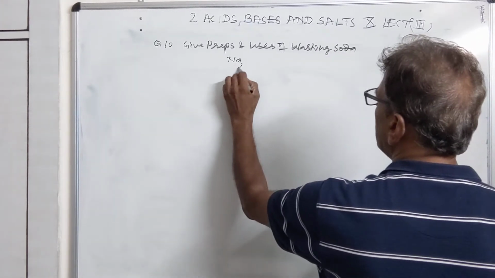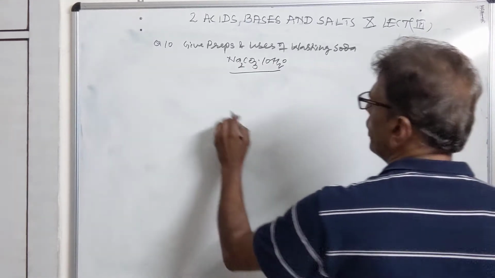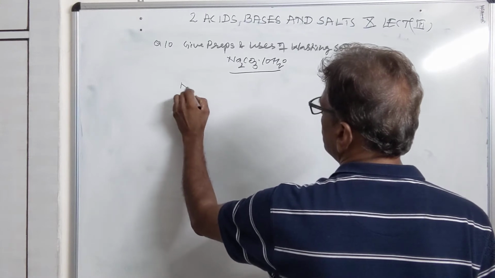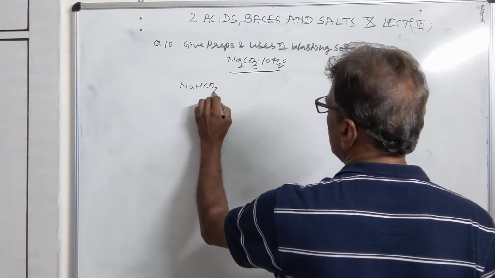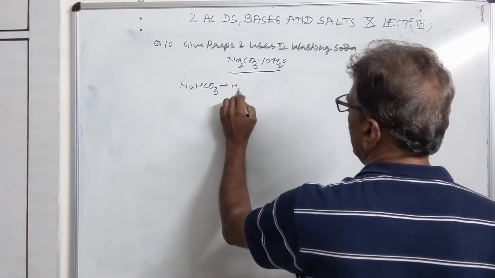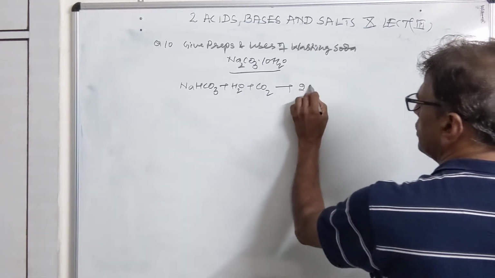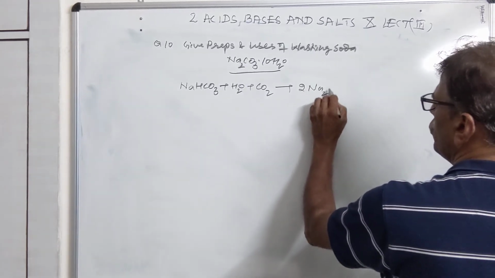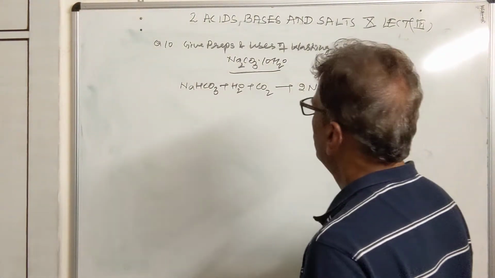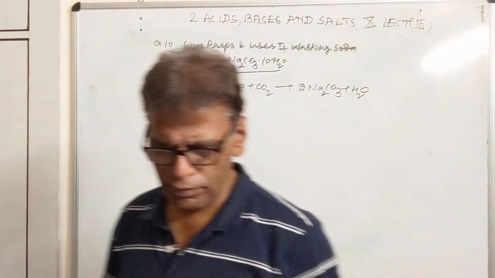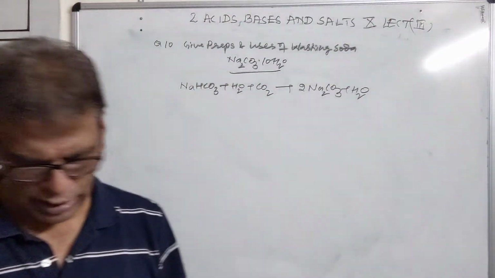Washing soda formula is Na2CO3·10H2O. It can be prepared from NaHCO3 by adding carbon dioxide to it. If excess carbon dioxide is passed, we get Na2CO3 plus H2O. So in this case we are getting the sodium carbonate by heating NaHCO3.